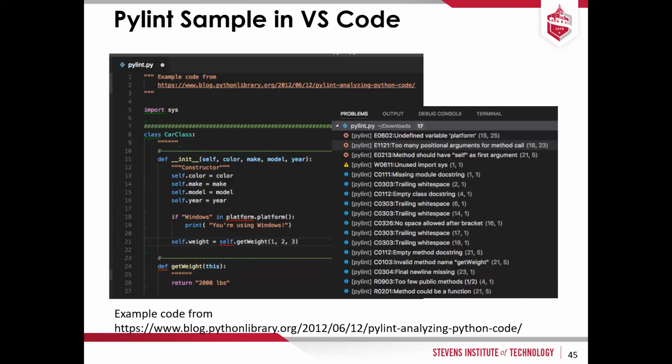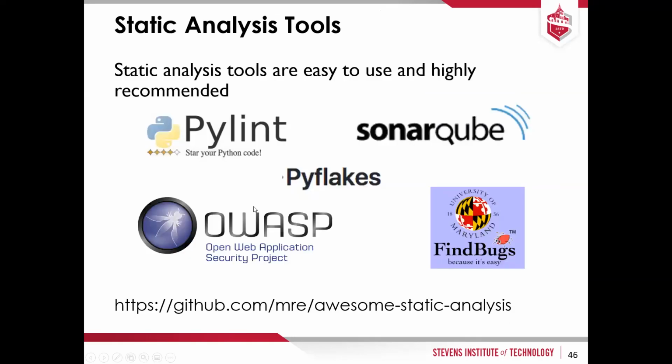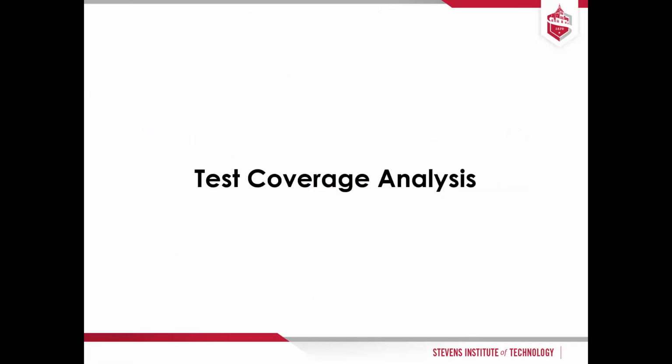This is an example code from a Python library. When they run, they have different issues, right? But how can we find the exact issue that I want to start with? We can use different tools that are out there. We can use PyFlakes, we can use OWASP, we can use FindBugs, or we can use PyLint. It totally depends on what tool you want to use.